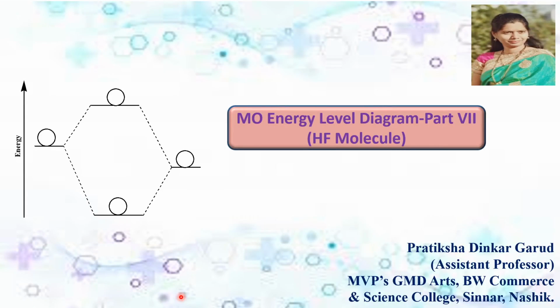In earlier few videos, we have seen the MO energy level diagram for homonuclear diatomic molecules. Now in this video, we have to study the MO energy level diagram for heteronuclear diatomic molecules by taking an example of formation of HF molecule. So let's start with this.